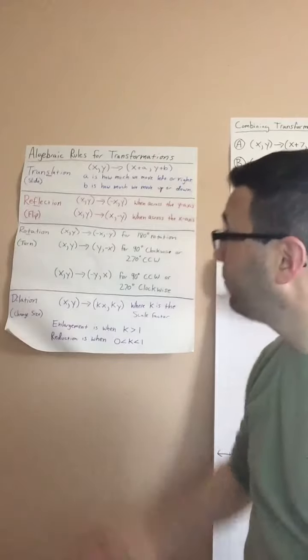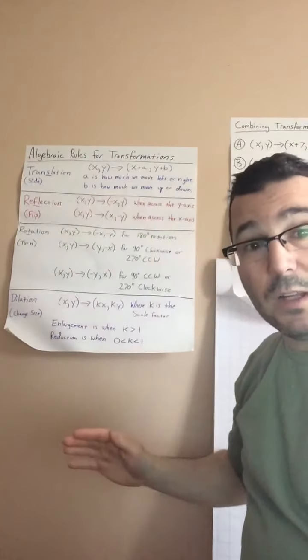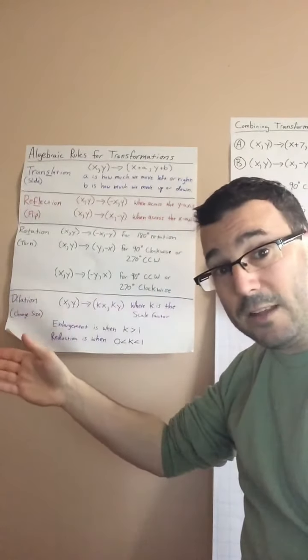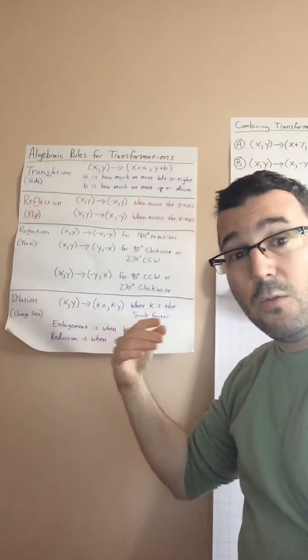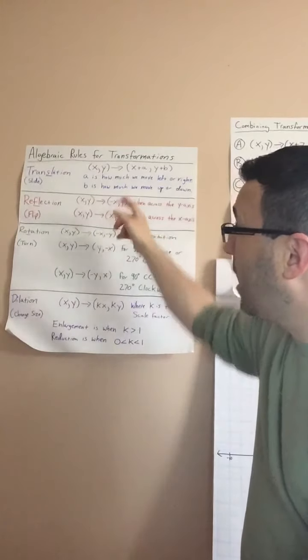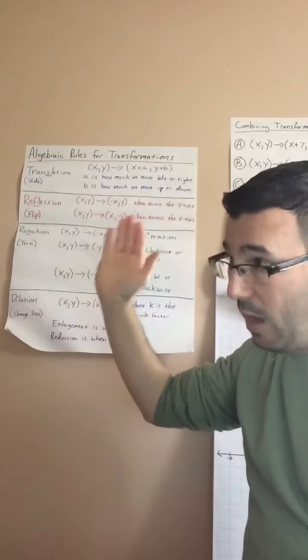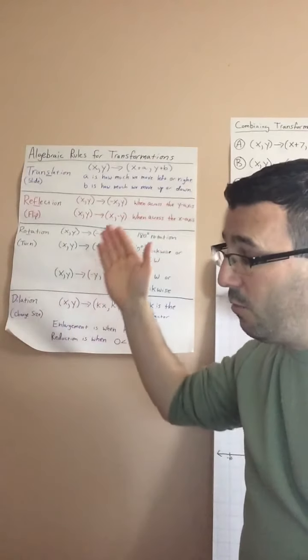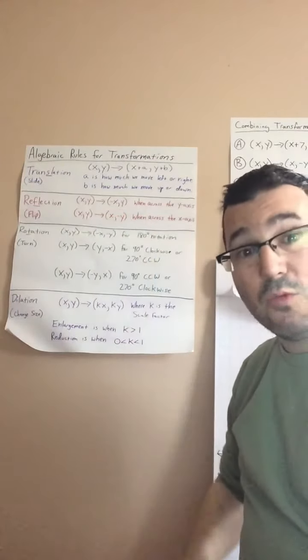They're usually not. A is how much we move to the left or right. So when we move to the left, we're subtracting. When we move to the right, we're adding. B is how much we move up or down. When we move up, we're adding to the y value. When we move down, we're going to subtract from the y value.